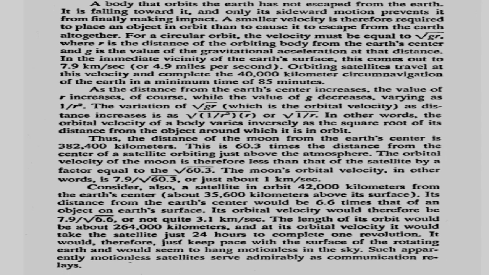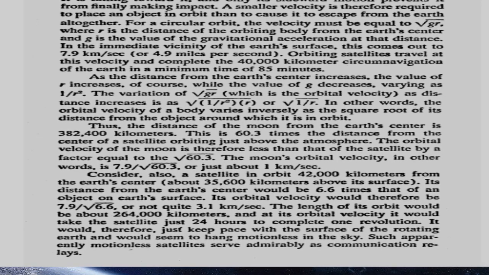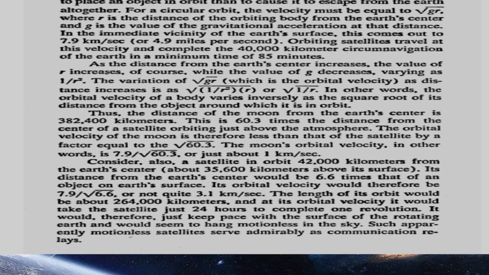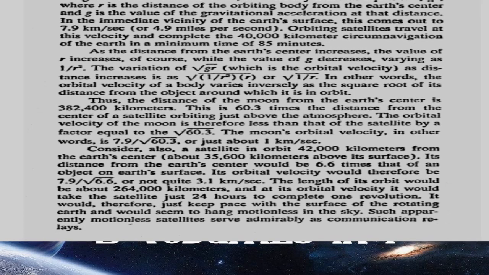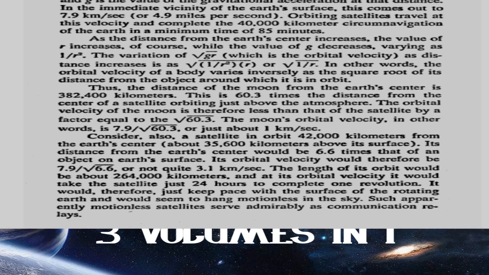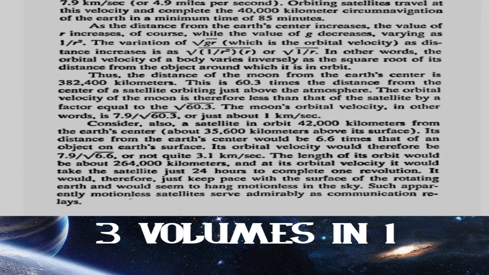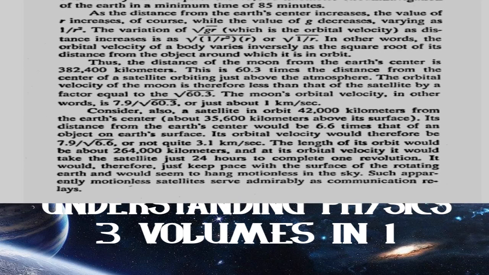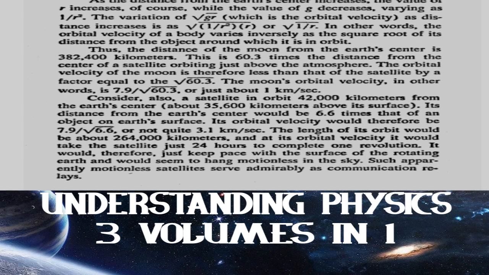Consider also a satellite in orbit 42,000 kilometers from the Earth's center, about 35,600 kilometers above its surface. Its distance from the Earth's center would be 6.6 times that of an object on Earth's surface. Its orbital velocity would therefore be 7.9 divided by the square root of 6.6, or not quite 3.1 kilometers per second. The length of its orbit would be about 264,000 kilometers, and at its orbital velocity, it would take the satellite just 24 hours to complete one revolution. It would, therefore, just keep pace with the surface of the rotating Earth and would seem to hang motionless in the sky. Such apparently motionless satellites serve admirably as communication relays.